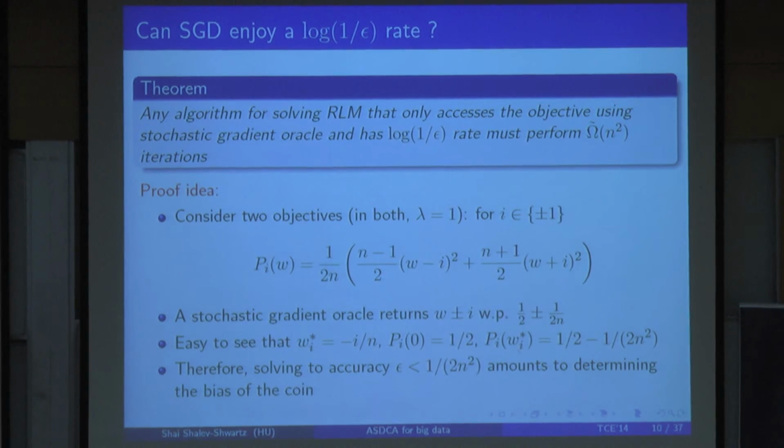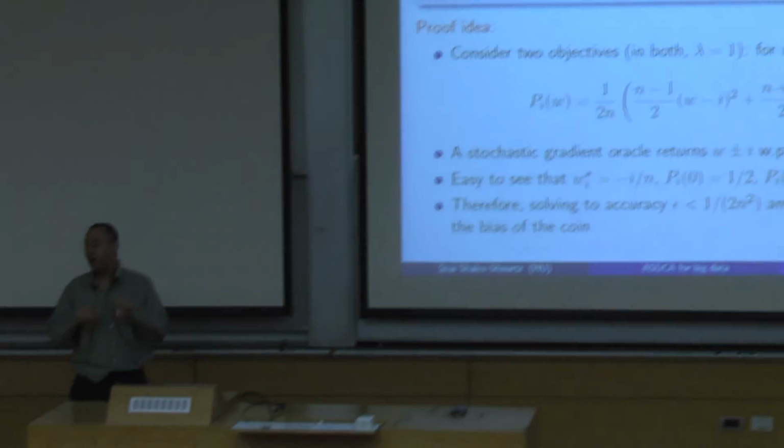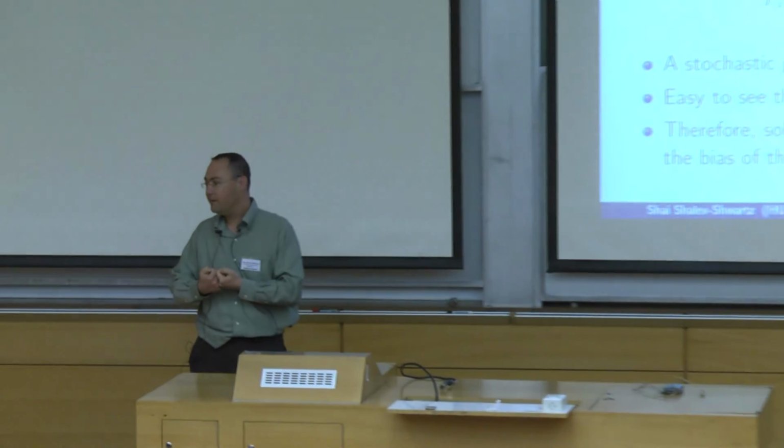So if we only have access to a stochastic gradient oracle, then we cannot do anything better than determining the bias of the coin, which we know takes n squared time. So if an algorithm manages to optimize these objectives very well, it must make n squared iterations. If you want to. This seems a bit of an issue.